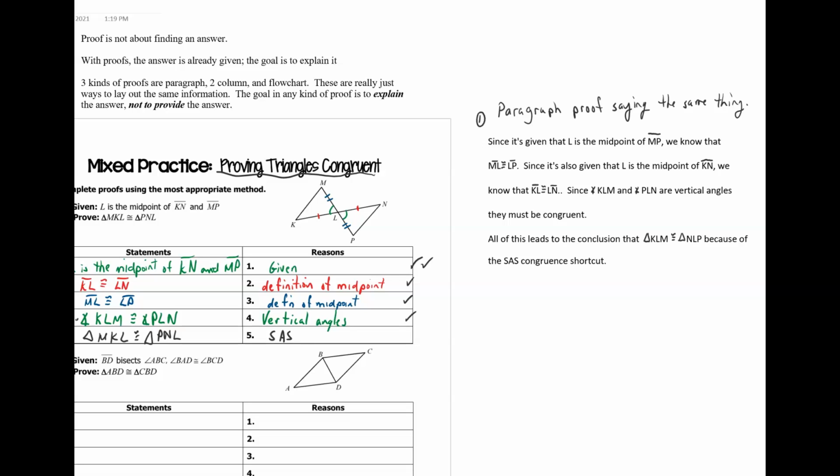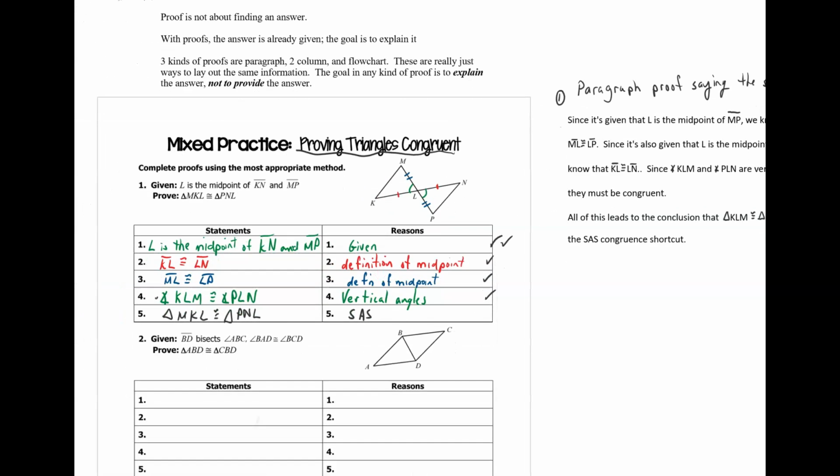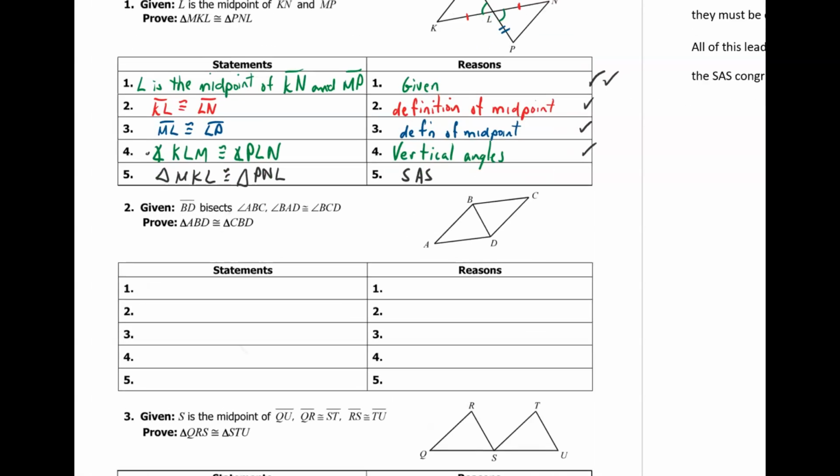So it's wordier, but it's also more clear. So like I said, some people do prefer those paragraph proofs. In general, I'm going to use the faster method, which is the 2 columns. Just fewer words, and once you get the hang of it, it is saying exactly the same thing.